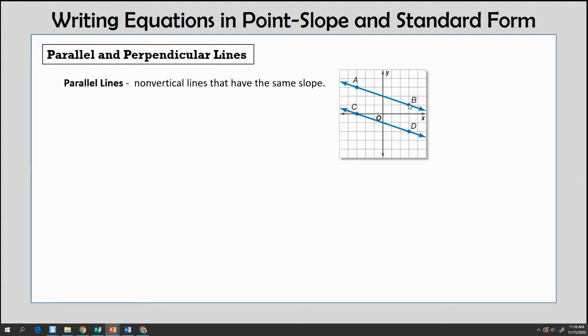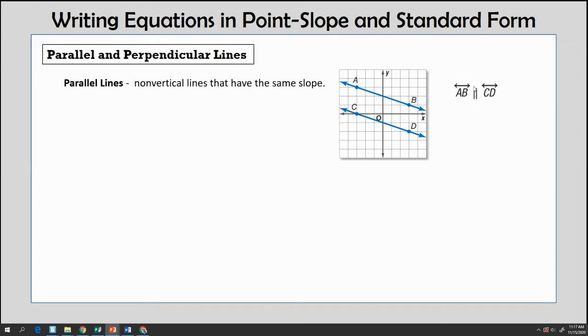So if you look at here, we got B. If we go from B to A, it's a rise of 2 and a run of 1, 2, 3, 4, 5, 6. So that's a rise of 2 and a run of 6. That's up 2 to the left 6. So it's 2 over negative 6, which is negative 1/3. Okay. If you come down here to CD, it's a rise of 2 and a run of 6. So that's a slope of negative 1/3. These two lines are parallel. Okay. They have the same slope.